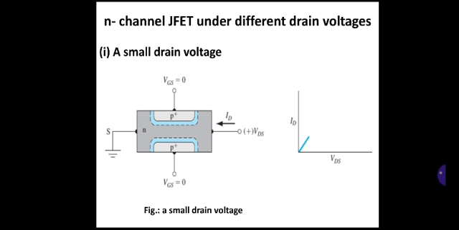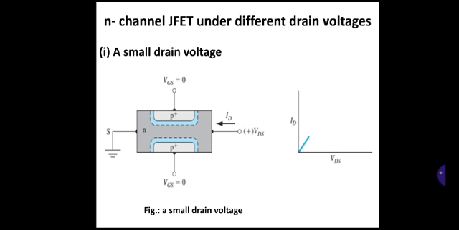Now the next, N channel JFET under different drain voltages. Previously we have changed the gate voltages. Now we will change the drain voltage VDS and see the characteristic curve. Now the first case, a small drain voltage. This figure shows a small drain voltage.